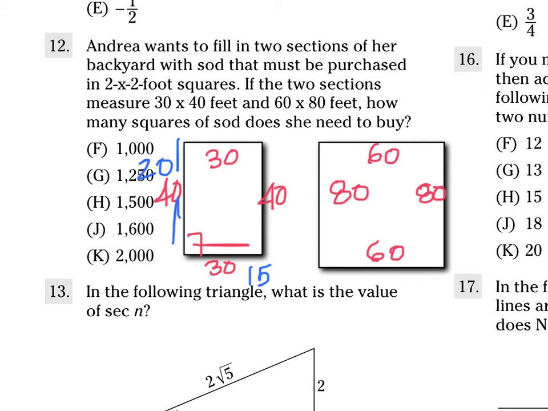Alright, so if I go 15 one way and 20 the other, how many is that? 35. Wait, what do you mean? How many feet or how many sections? How many sections? So I have 15 and 20? 35. So 35.